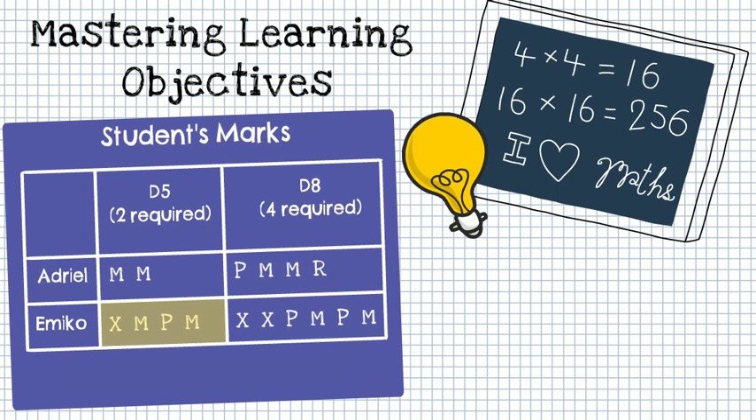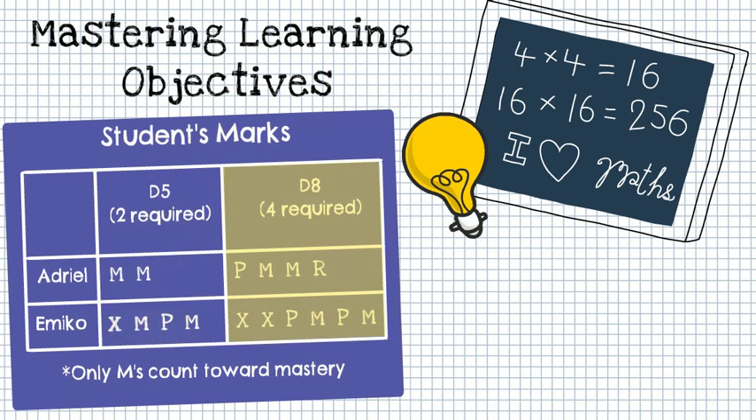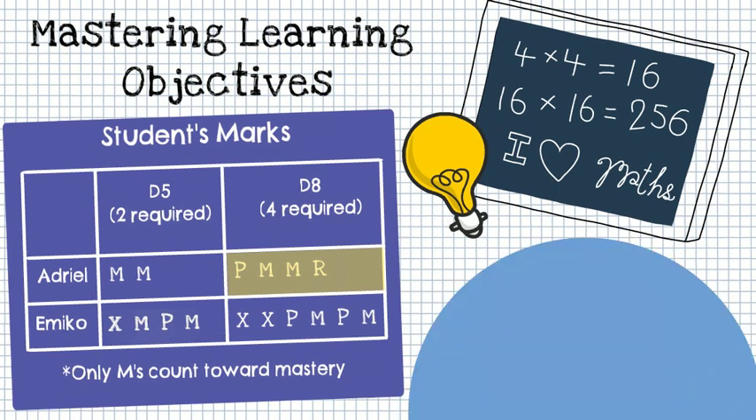However, she eventually earned a total of 2 M's, and so she has enough M's to show that she has mastered D5. The X and P do not affect her grade. She just had to try a few extra times. D8 has 4 required M's. In this case, Adriel has missed some classes, so he has not yet earned enough marks to master D8. He needs 2 more M's.